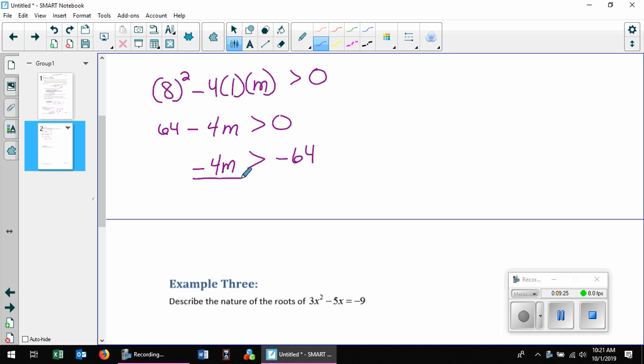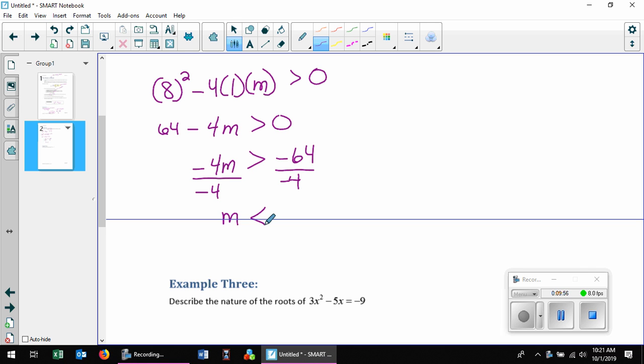Divide by negative 4. Do you guys remember the secret rule for inequalities? When I divide by a negative coefficient, it switches the sign. You guys remember that? Okay, it's kind of important. If it was a positive coefficient, it stays the same. What's 64 divided by 4?